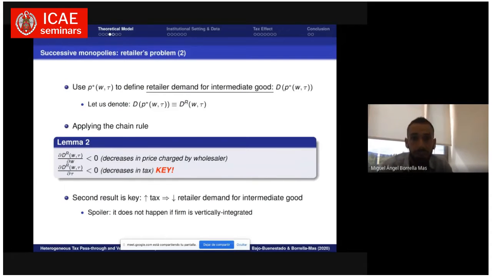What matters here is the second result in Lemma 2, because it is central for our analysis. It implies that an increase in the tax not only reduces the consumer's demand for the final good, because the price is higher, given Lemma 1, but also reduces the retailer's demand for the intermediate good. This in turn implies that a change in the tax also affects the wholesaler's profit maximization price choice. And as a spoiler, this will not happen when the firm is vertically integrated, as we will see in 2 slides.